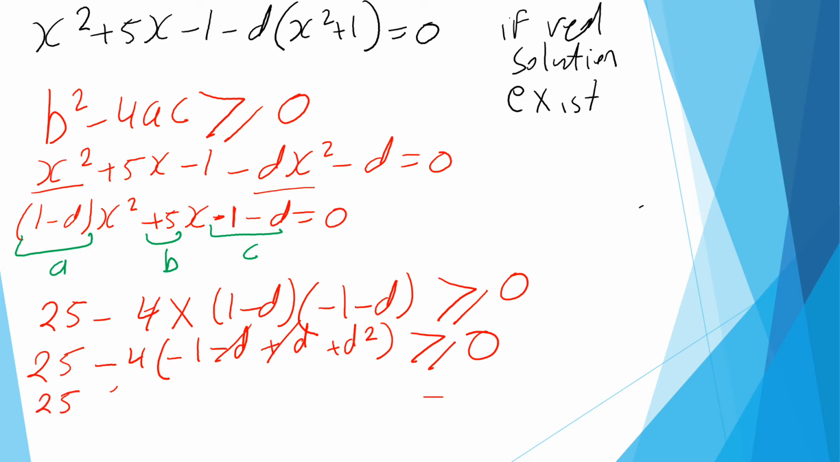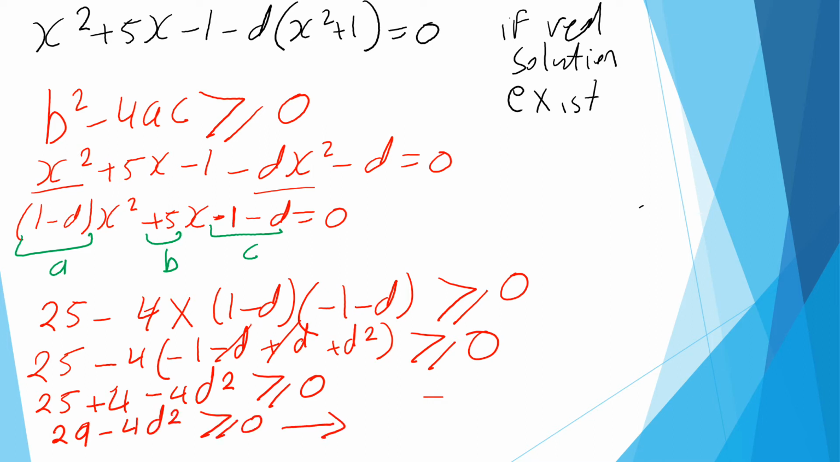So I'm just going to do more than one step at a time. So plus 4, because negative 4 times negative 1 is positive 4, and then negative 4d squared, greater than or equal to 0. Collect the like terms. I've got 29 minus 4d squared greater than or equal to 0. I'm just going to continue over here. So I've reached this step so far.